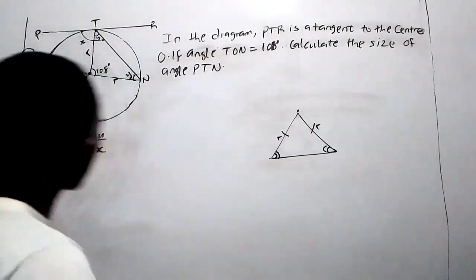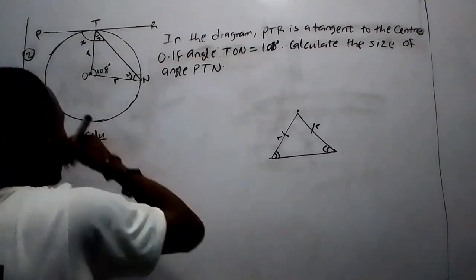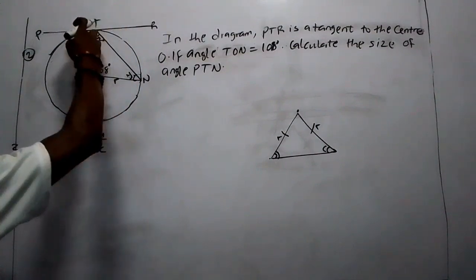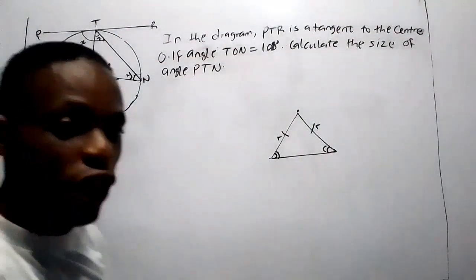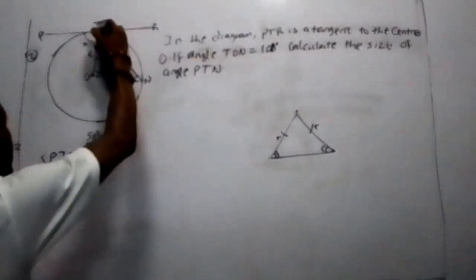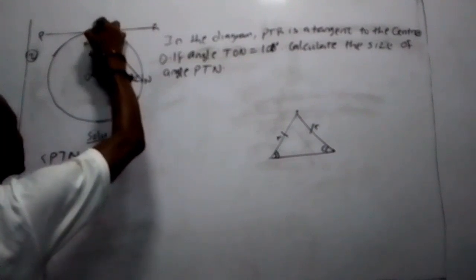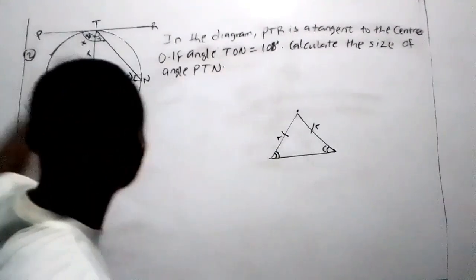The theorem states that when we have a tangent, this is a tangent line, and this is our chord. At the point of intersection, the angle between this place and this place is given as 90 degrees. So which means that if we have the angle between this place and this place, our angle is equal to 90 degrees. It is a right angle, and it's equal to what?